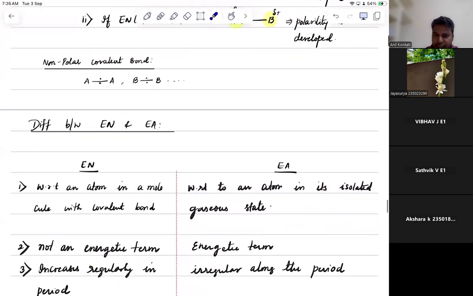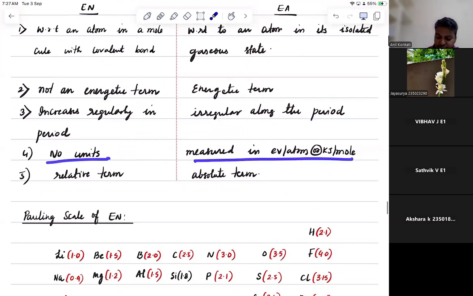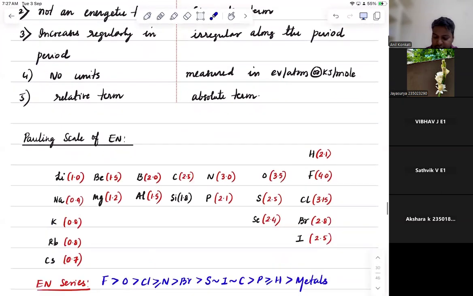Okay. Typical differences you can see. Electronegativity is with respect to an atom in a molecule with a covalent bond. Electron affinity is with respect to an atom in its isolated gaseous state. Electronegativity is not an energetic term. Electron affinity is an energetic term. Electron affinity changes irregularly, whereas electronegativity increases regularly. There are no units for electronegativity. Electron affinity is measured in kilojoules per mole. Electronegativity is a relative term. Electron affinity is an absolute term. That is the main difference.